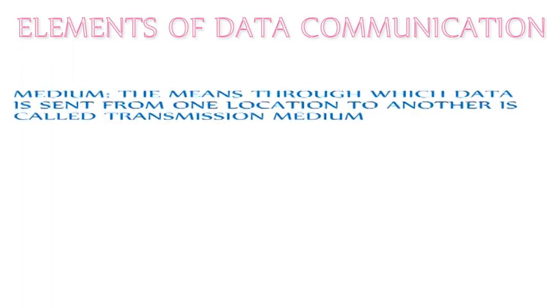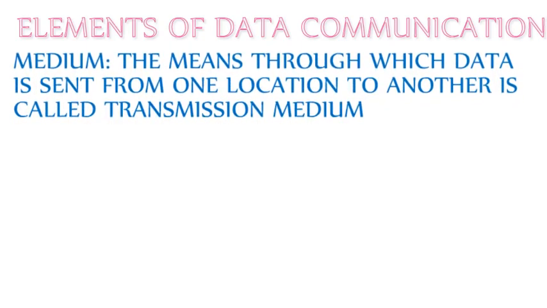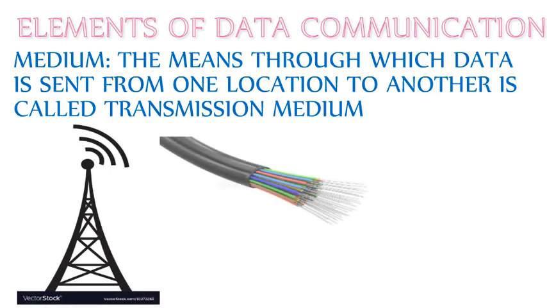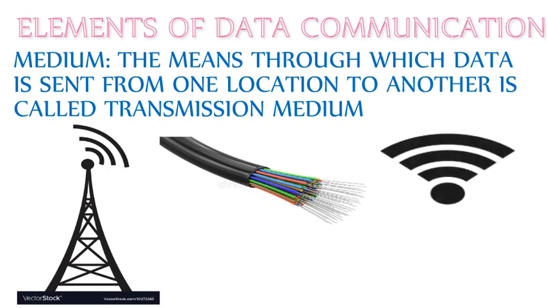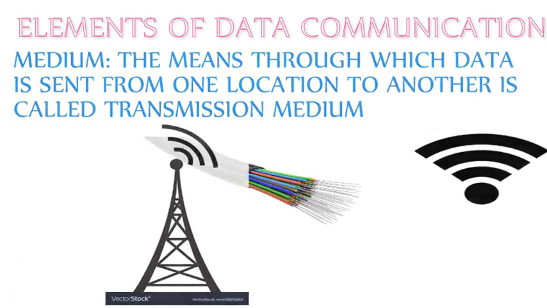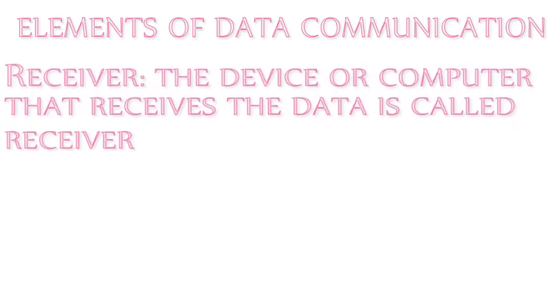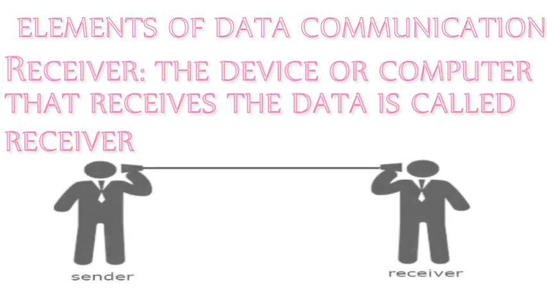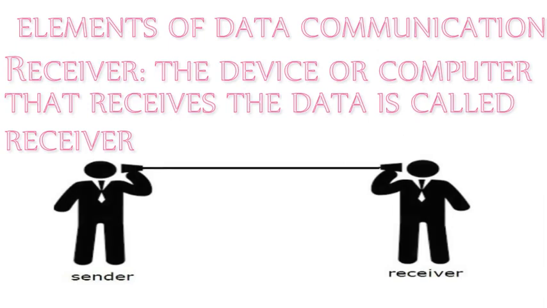Medium. The means through which data is sent from one location to another is called transmission media. If the receiver and the transmitter are within a building, a wire connects them. If they are located at different locations, they may be connected by telephone lines, fiber optics, or microwaves. Receiver. The device or computer that receives the data is called the receiver. The receiver can be a computer, printer, or a fax machine.